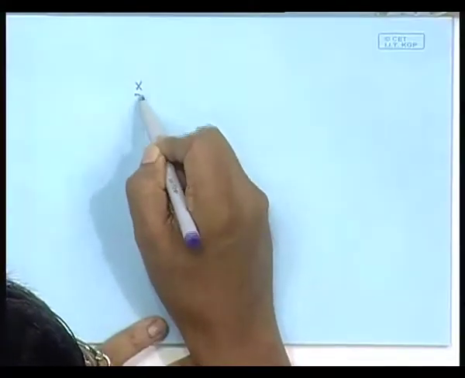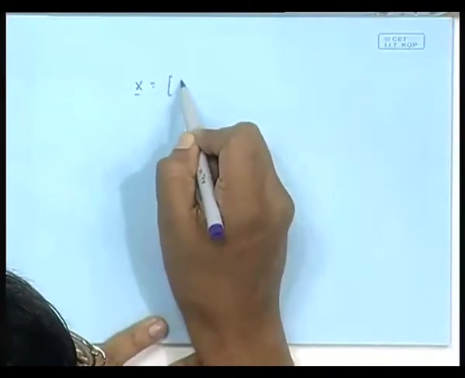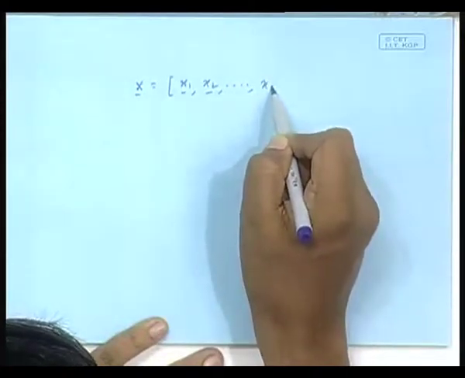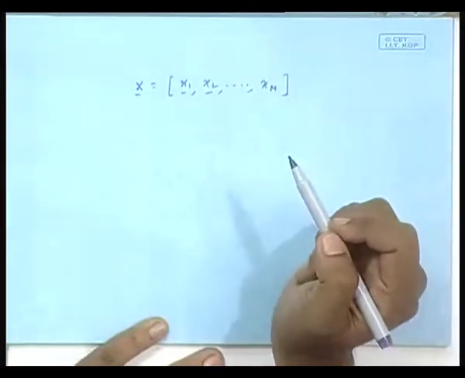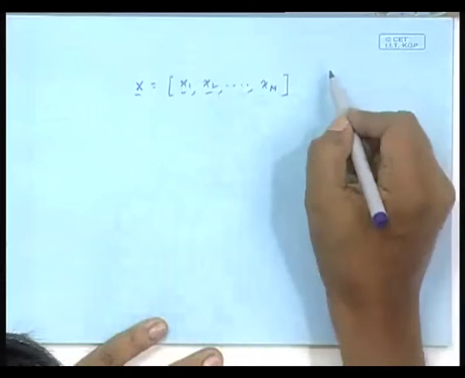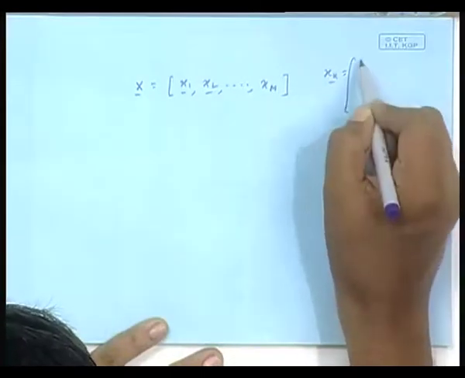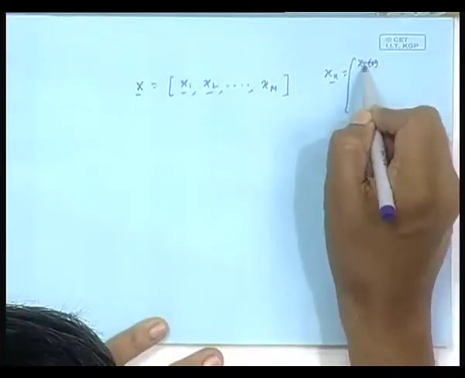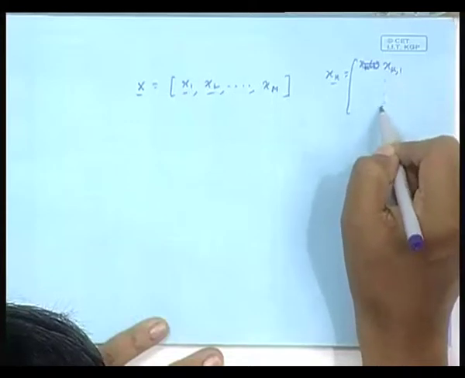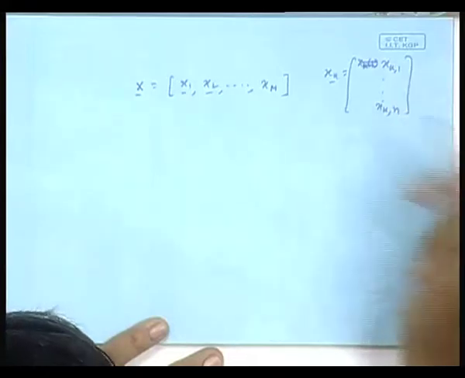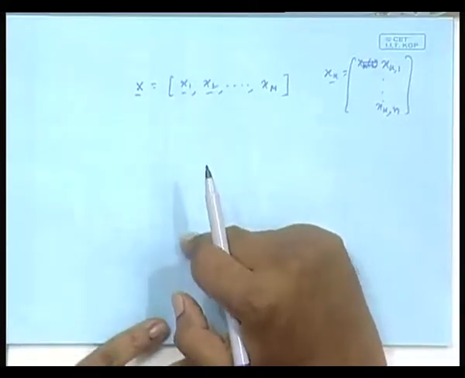Suppose, using the same notation, I have a matrix X of columns x1, x2, dot dot dot, x m, and each one is a column vector. So, in general the x k vector will be x k 1, dot dot dot, x k n, so the total number of rows is small n.